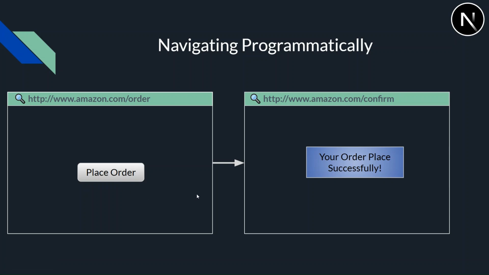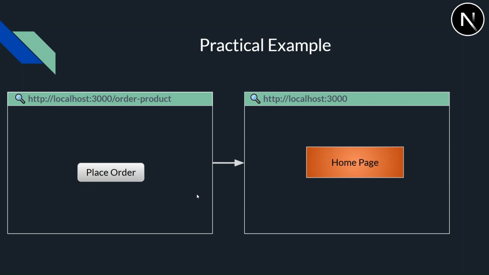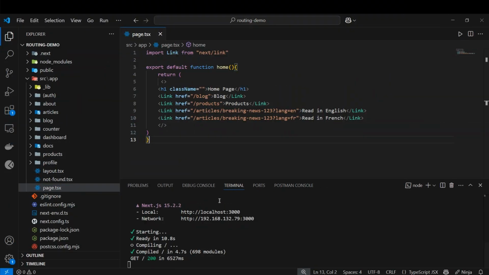So how can this be achieved in a Next.js application? Let's create a practical example for this, which we are doing in this video. Here you can see we have localhost 3000 and we create an order-product route for our application. In that we create a button called place order, and when you click on the place order button, it will be redirected to the home page of that application. Okay, so let's try to build this in our Next.js application. Let's move on to Visual Studio Code. Here you can see that we are in Visual Studio Code.